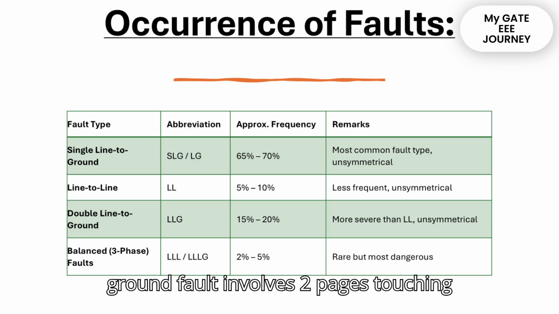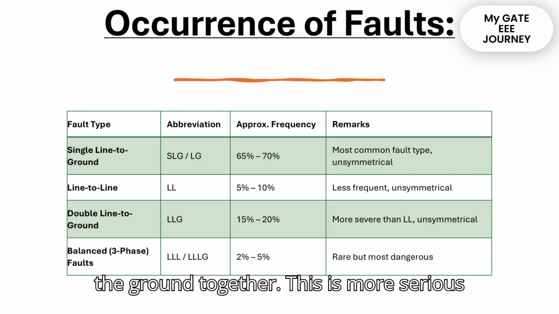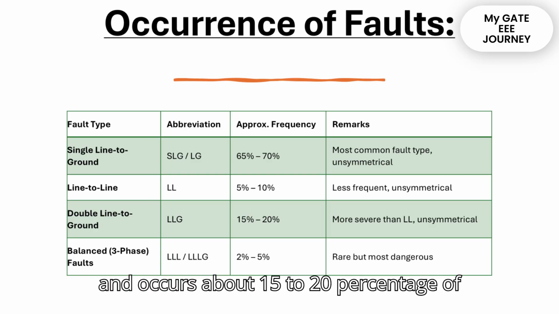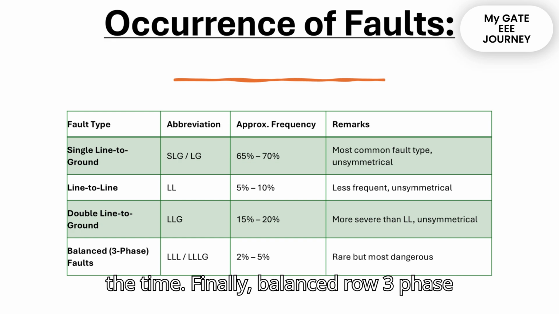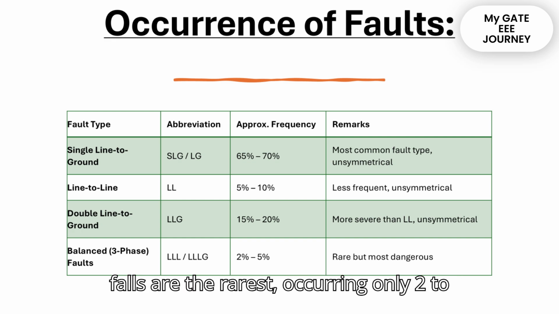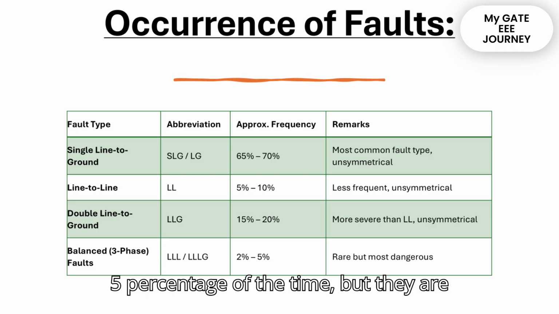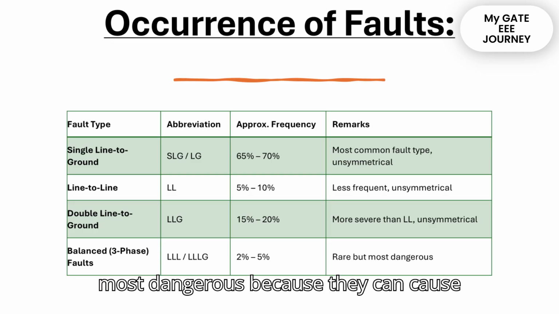A double line to ground fault involves two phases touching the ground together. This is more serious and occurs about 15 to 20% of the time. Finally, balanced or three-phase faults are the rarest, occurring only 2 to 5% of the time, but they are most dangerous because they can cause very high fault currents.